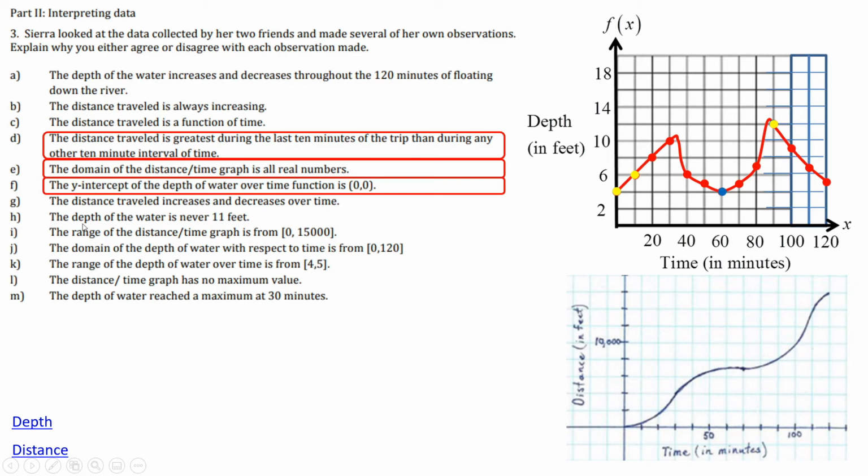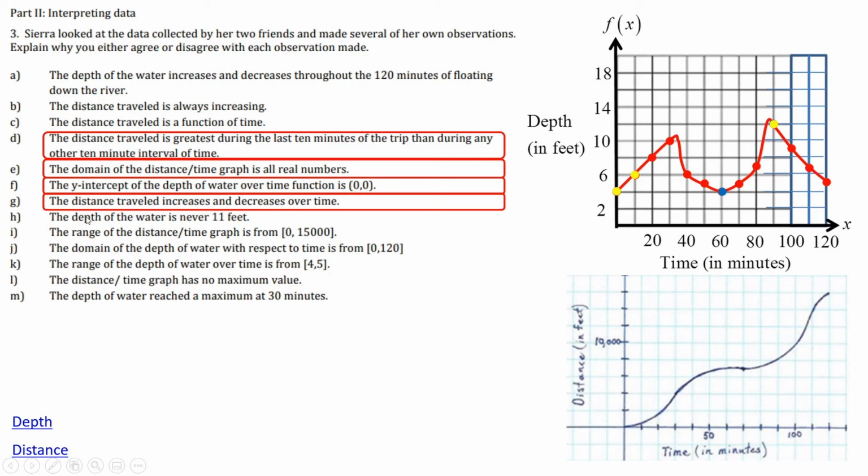So G. The distance traveled increases and decreases over time. Well, here's our distance. It looks like we already said that this is increasing throughout its entire domain. So the distance traveled is an increasing function. It's the depth function that increases and then decreases, increases and then decreases. So we're going to disagree again.